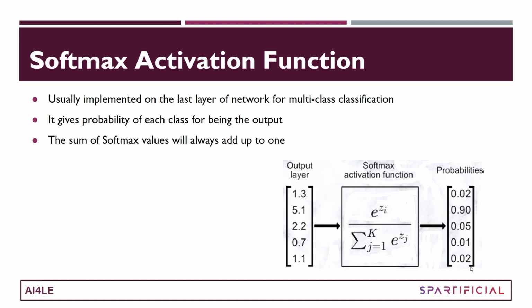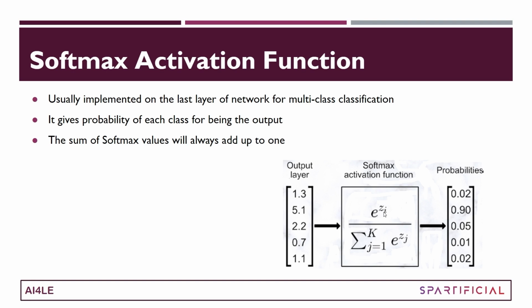The way it works mathematically is, these are the unactivated outputs for the output neurons in the output layer. Let's say, for example, the first neuron had the unactivated output as 1.3. How do we activate it? We do e to the power of 1.3 divided by the sum of e to the power of 1.3 plus e to the power of 5.1 plus e to the power of 2.2, all the way up to e to the power of 1.1. So the denominator will always be the same for any probability that you calculate for the respective classes, but the top part will keep on changing.